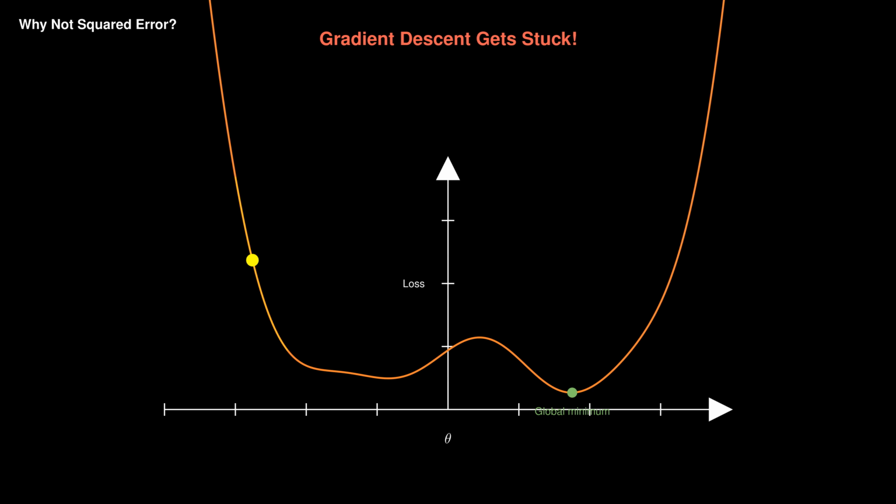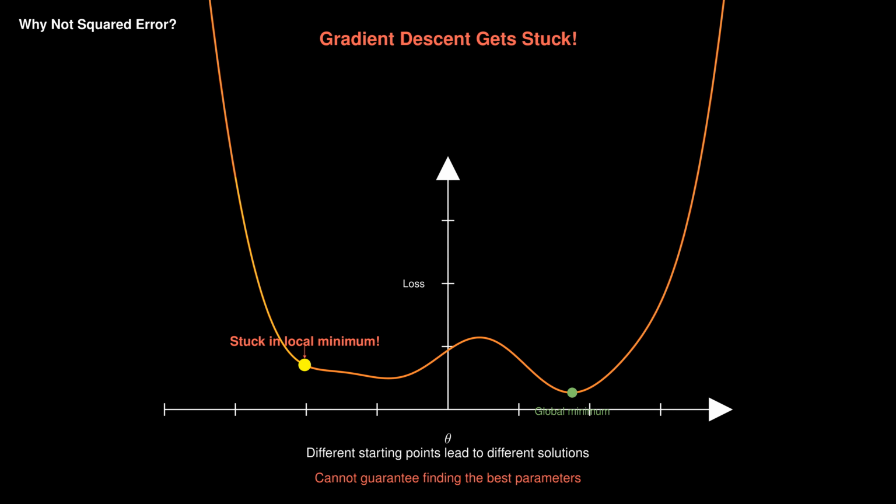Why does this matter? Because we use gradient descent to find the best parameters. Gradient descent follows the slope downhill. If the surface has a single minimum, gradient descent will find it. But with multiple local minima, gradient descent can get stuck.